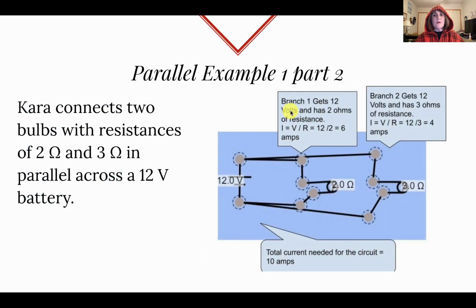branch 1 gets 12 volts because it's the same in each branch. It has 2 ohms of resistance, so it gets 6 amps of current. Branch 2 has 12 volts and 3 ohms. It gets 4 amps of current. The total current is 10 amps.